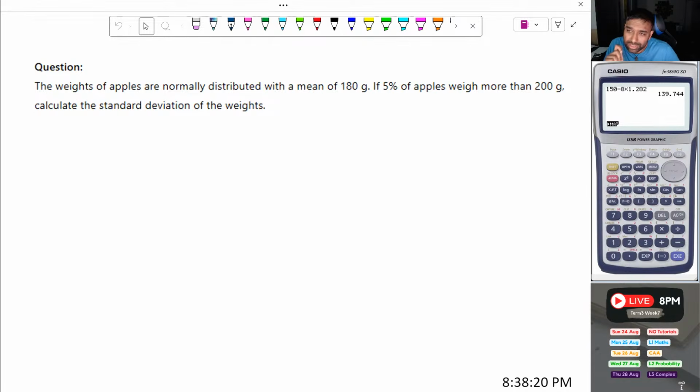So nothing changes, guys. The only thing is the standard deviation changes this time. So your calculation should be a little bit faster, but we'll give it a go. Now 30 seconds, and at 8:39 I'll go through the answer, yeah?